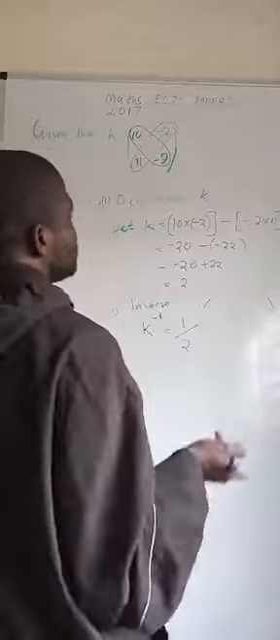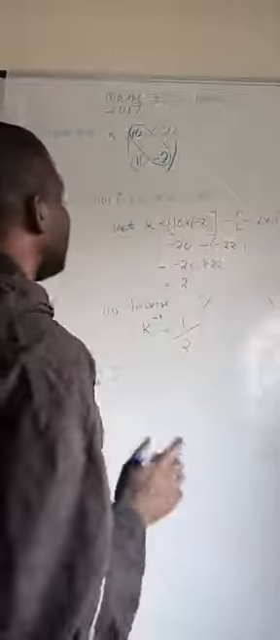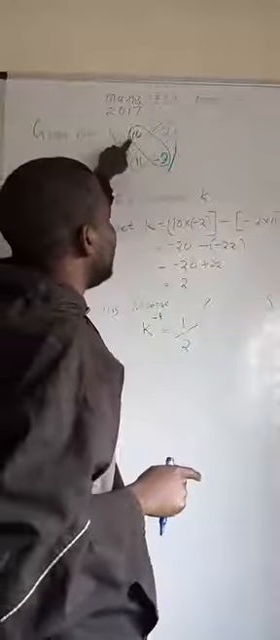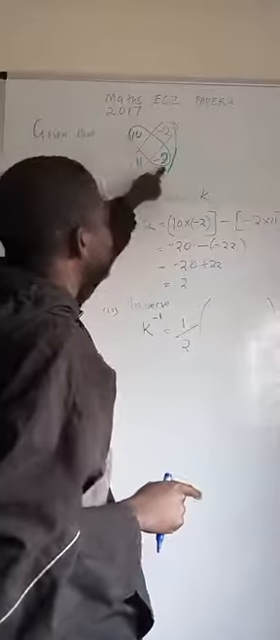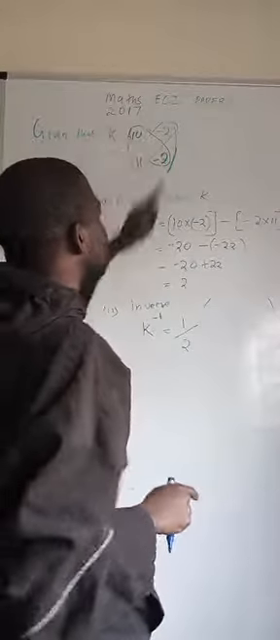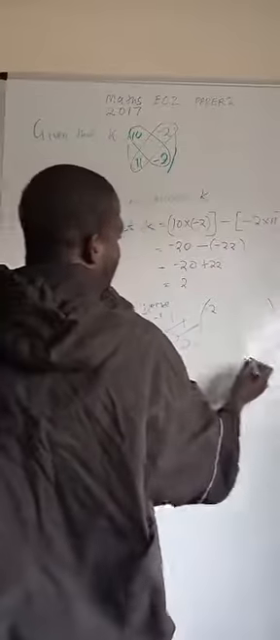The next thing you do, you go to the major diagonal that you had used when you were dealing with the determinant. The major diagonal was 10 and negative 2. Negative 2 goes where 10 is. 10 comes where negative 2 is. That's the first step that you do.